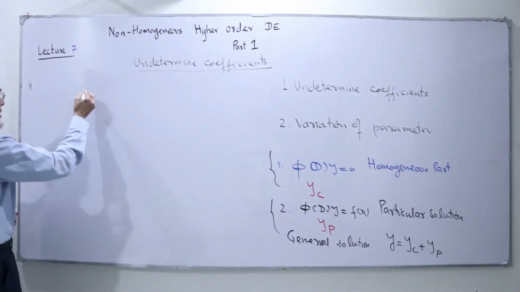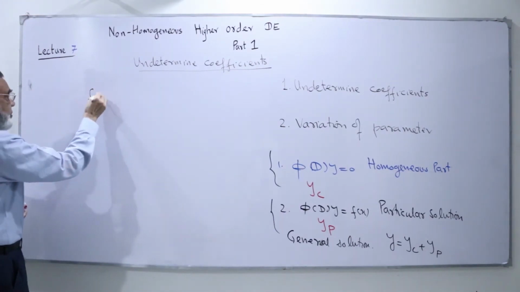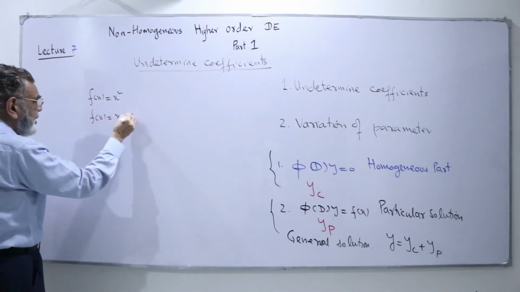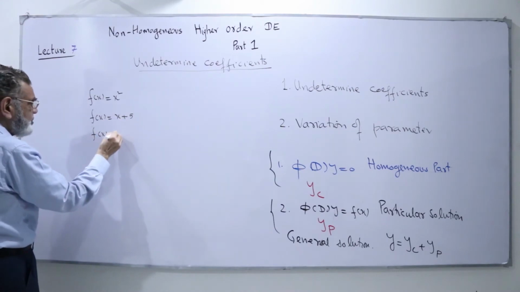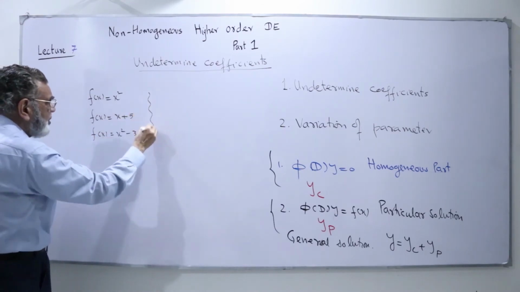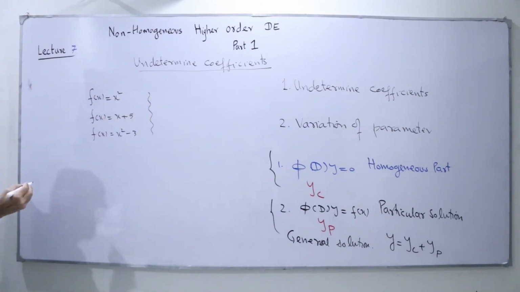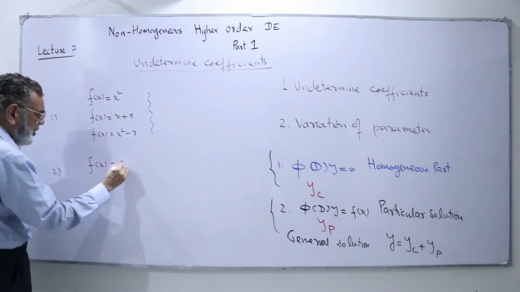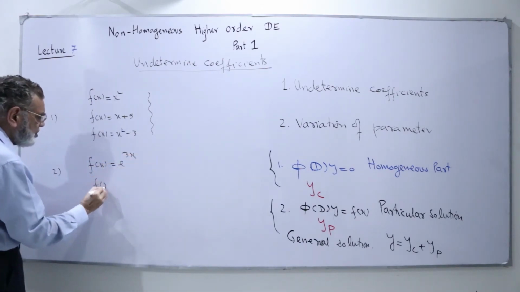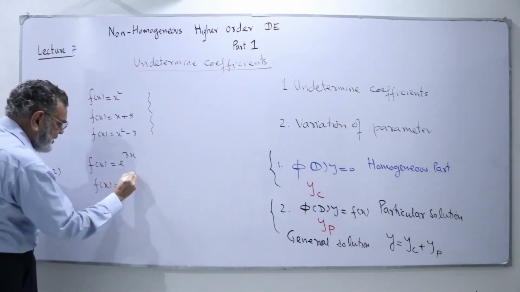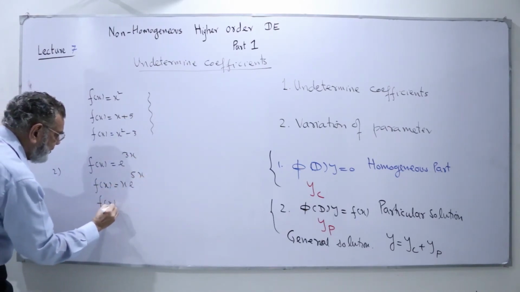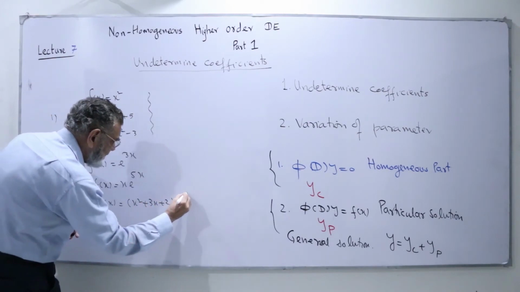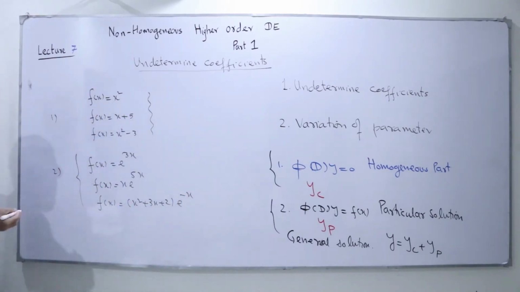So for the functions, I take f of x equal to x square. I take f of x equal to x plus 5. I take f of x equal to x square minus 3, or any form of polynomial function of any order. This is my first set of functions. My second set of functions: f of x is equal to e to the power 3x. f of x is equal to x e to the power 5x. f of x is equal to a polynomial such as x square plus 3x plus 2, times e to the power minus x. So this is my second set of functions, the exponential functions.